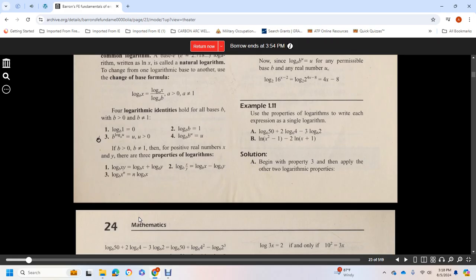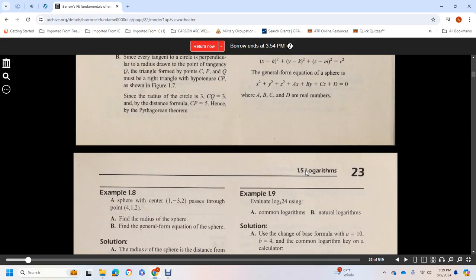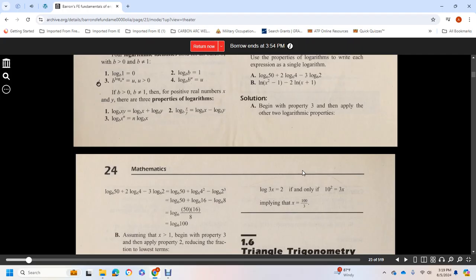If b is greater than 0 and b is not equal to 1, and x and y are positive real numbers, there are three properties of logarithms. Log base b of xy is equal to log base b of x plus log base b of y. Log base b of x over y is equal to log base b of x minus log base b of y. Log base b of x to the nth is equal to n times log base b of x. Then it gives you examples.